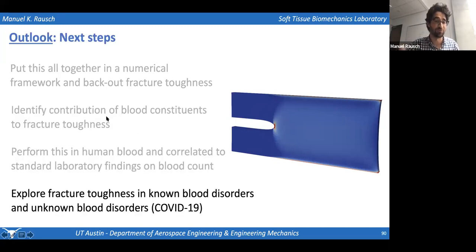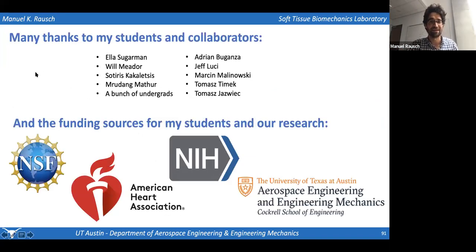Essentially, we also want to do some basic science to understand what are the blood constituents that actually contribute to fracture toughness. But ultimately, our goal is to see whether we can use fracture toughness as a predictor for blood disorders.